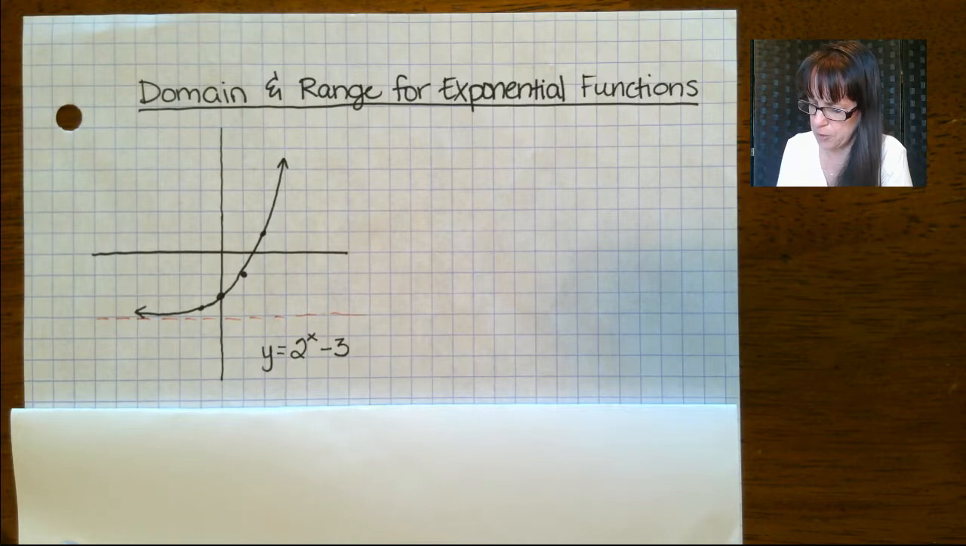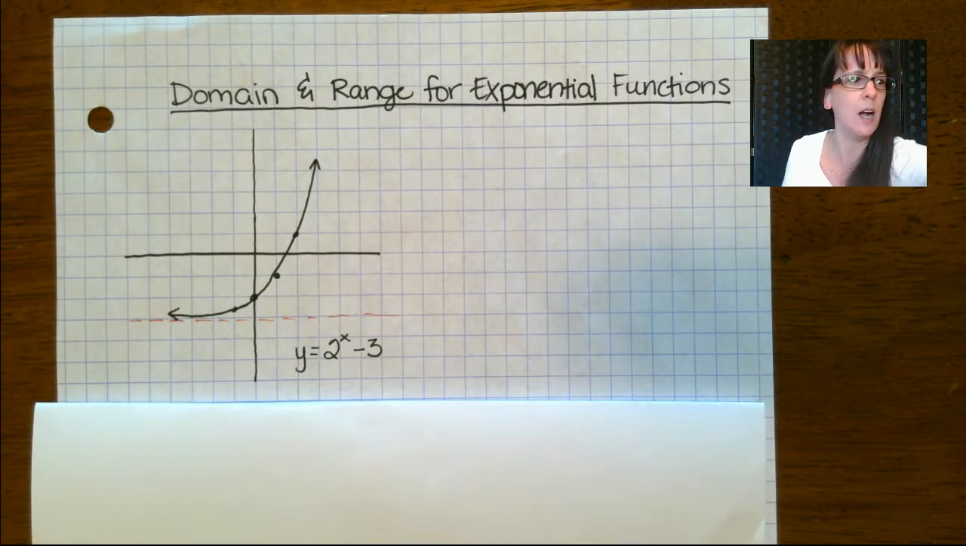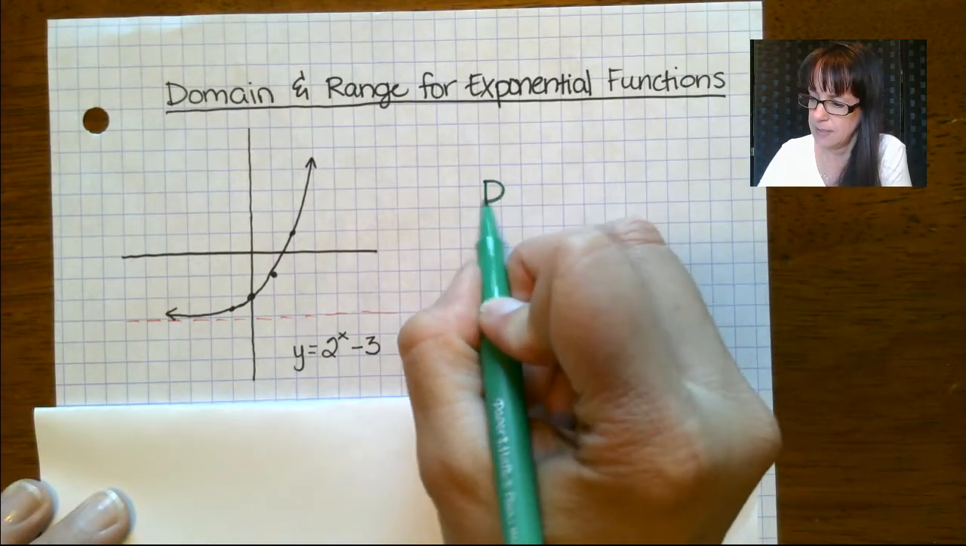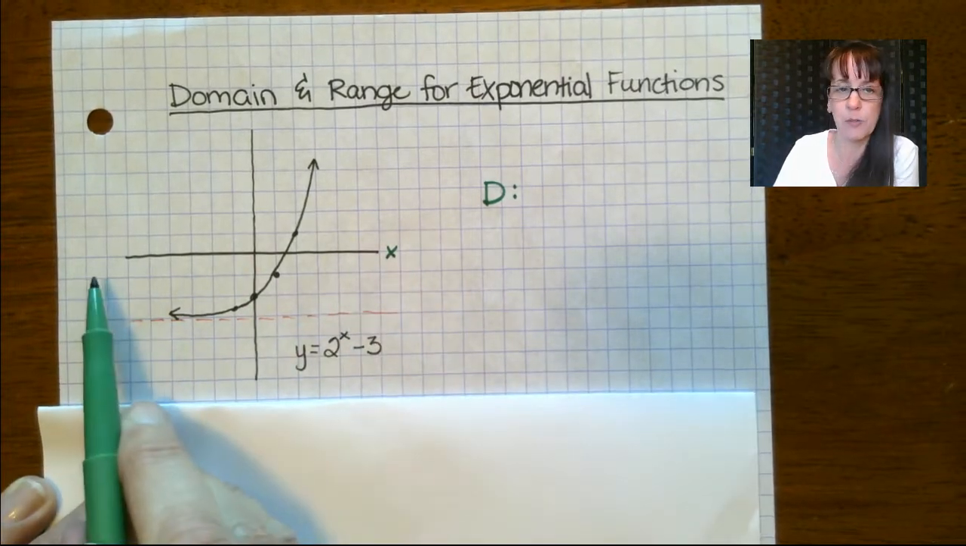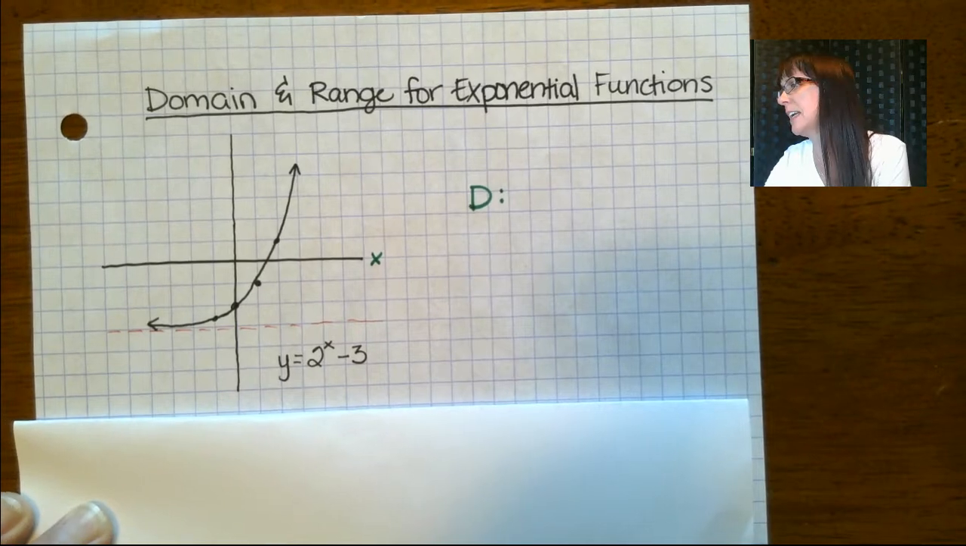Let's start first with domain. So our domain is x. So here's our domain, and here is our x. So we're going to go from negative infinity all the way to positive infinity. And I'm so sorry that that is focusing in and out.